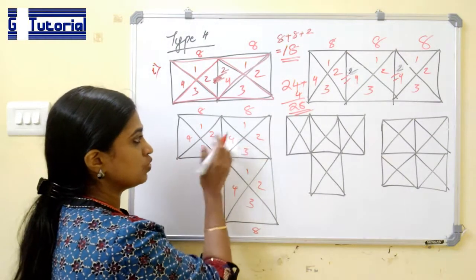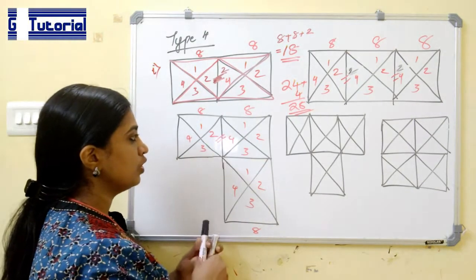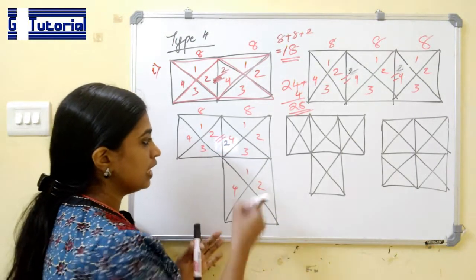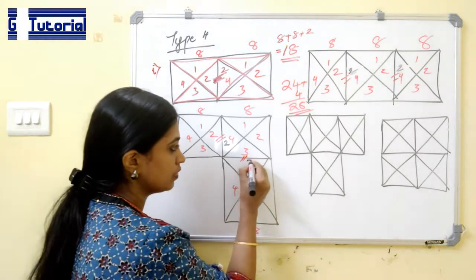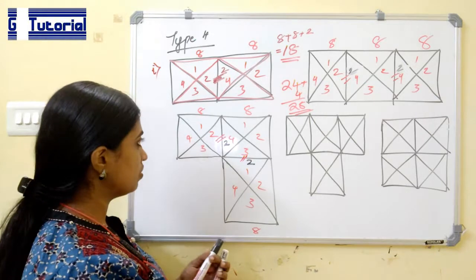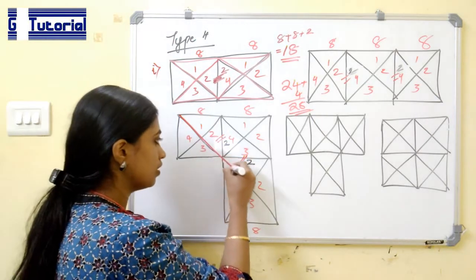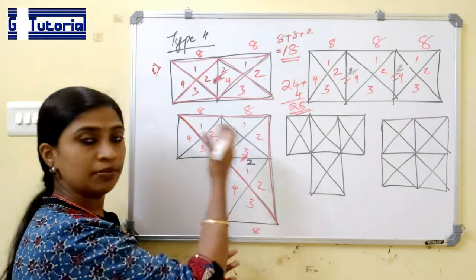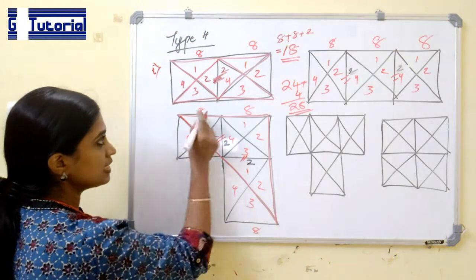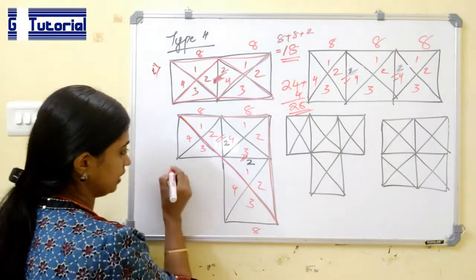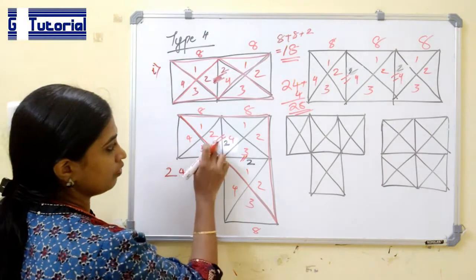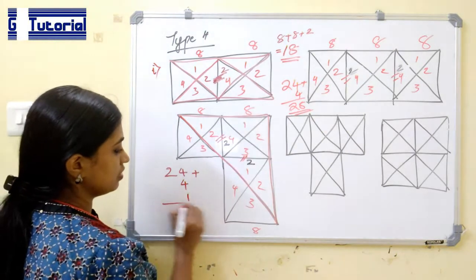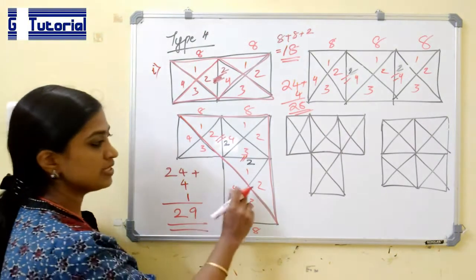Here is a partition between these two squares. So here 2 triangles are formed. Then here also there is a partition. There also 2 triangles are formed. Again there is one more triangle, this one. And we cannot find any more triangles from this. So the total number of triangles is 8 plus 8 plus 8, 24, plus 2 partitions, 2 plus 2, 4, plus this triangle, 1. So 29 is the total number of triangles in this figure.